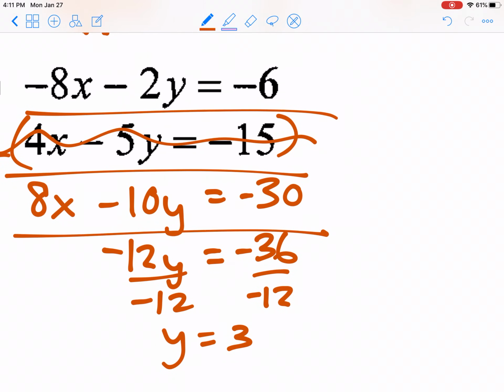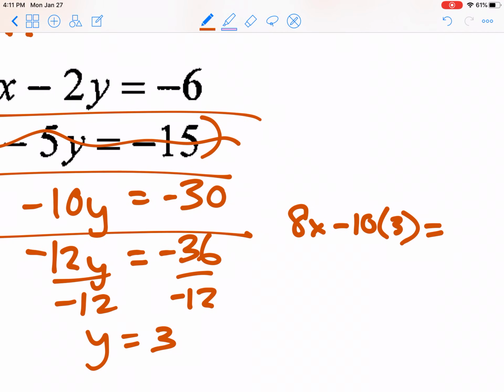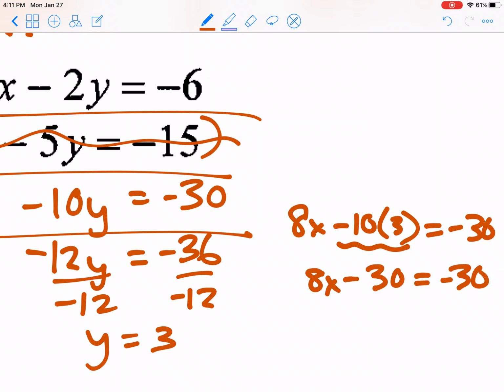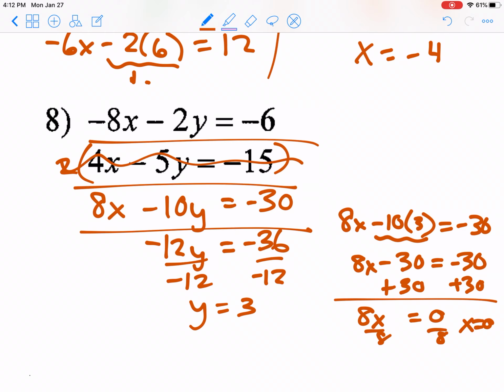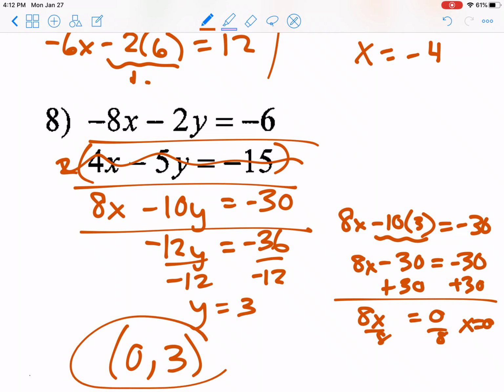Maybe I'll do this bottom one. 8x minus 10 times 3 equals negative 30. Multiply here, we get negative 30. So 8x minus 30 equals negative 30. If I add 30, get 8x equals 0. Divide by 8. I think x is going to be 0 in this case. So we get 0, comma, just positive 3, excuse me. Let's see, that would be 0 minus 6, 0 minus 15, 0 minus 30. Looks good. I think all of these would work.